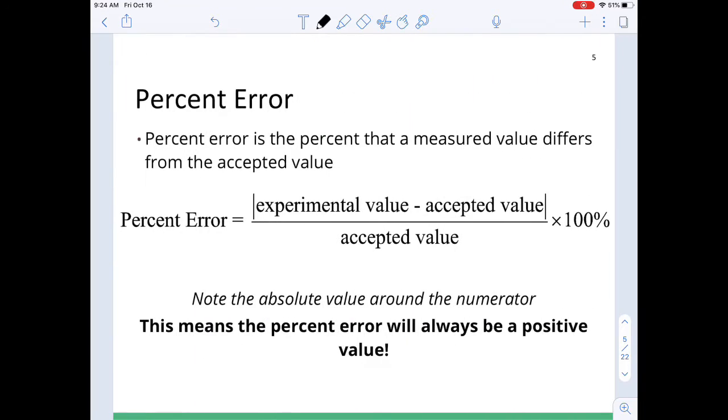There is a formula for calculating error, and it's listed here on the screen. So we have the experimental value minus the accepted value. Again, experimental value is what you got in the lab, so lab measurements. And then the accepted value is this table value or true value.